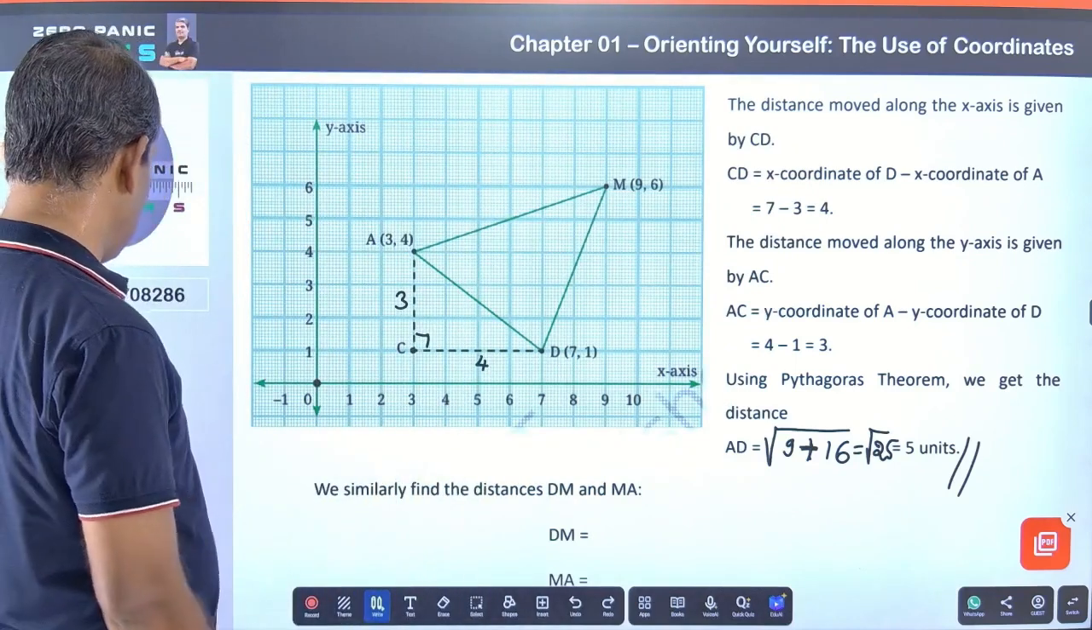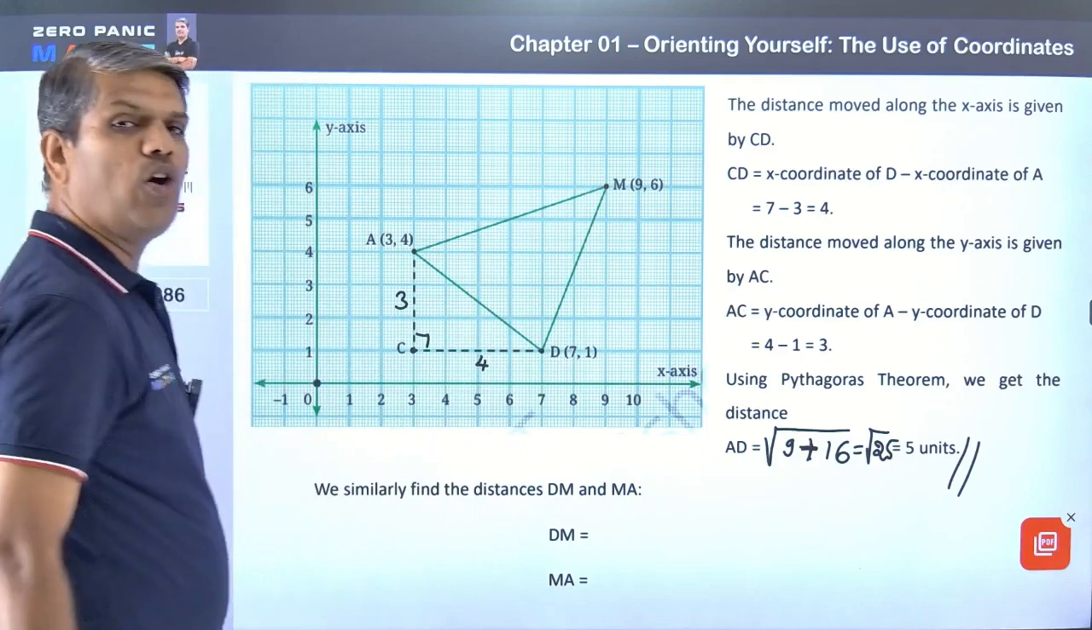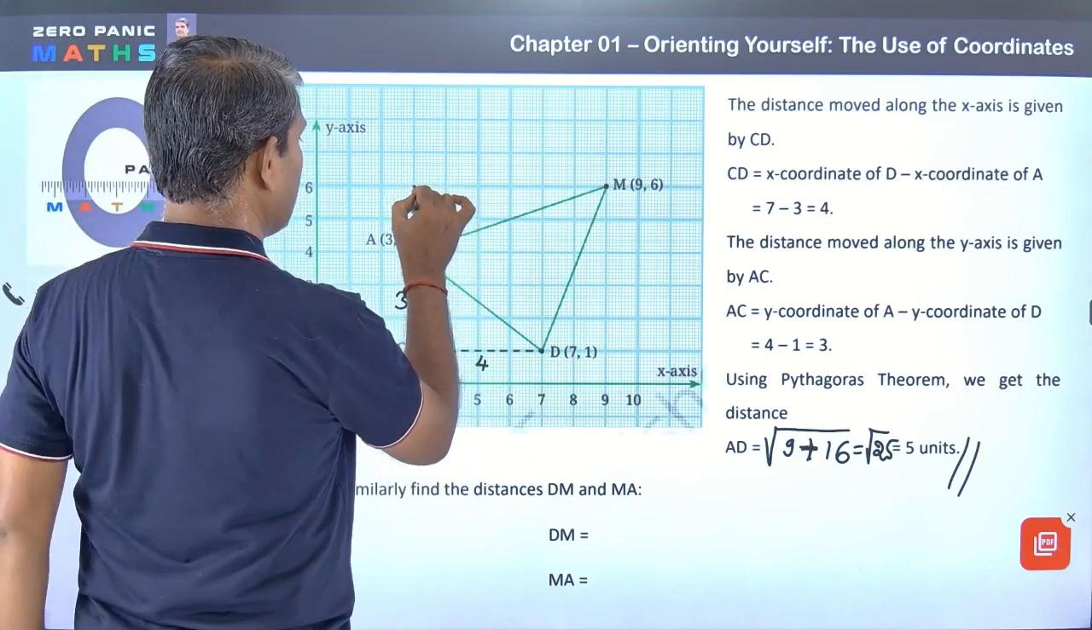Now similarly you can do it for this and this also. How do you do that? By just creating the imaginary lines over here.